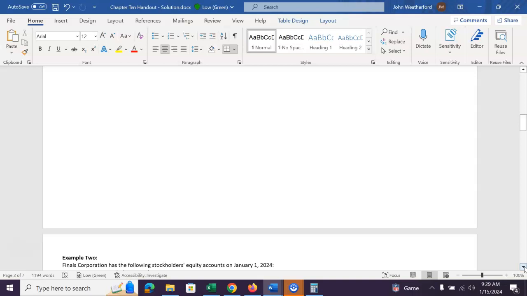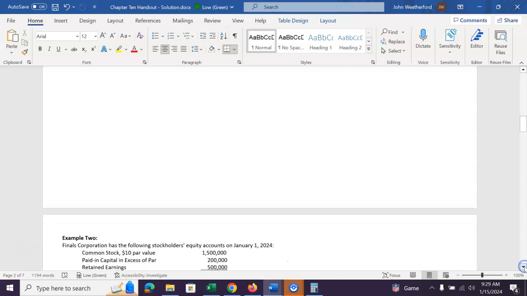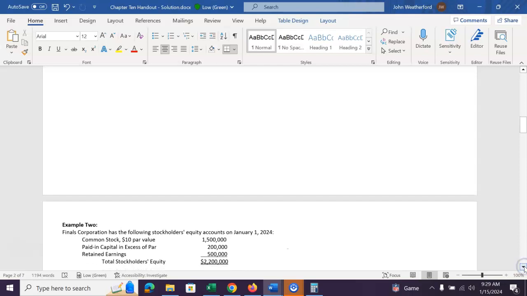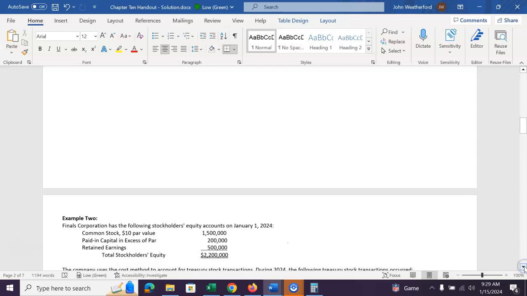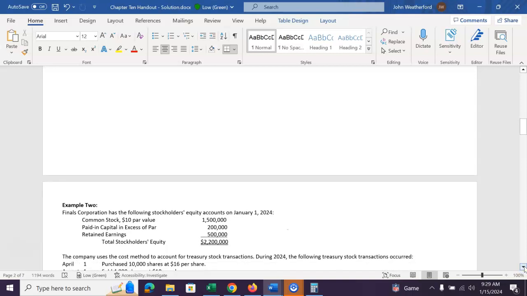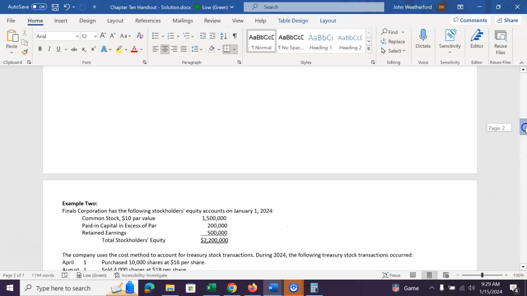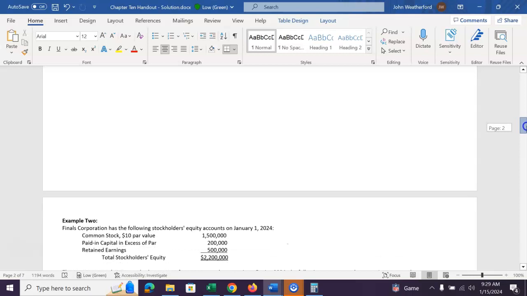All right, example 2. Finals Corporation has the following stockholders' equity accounts on January 1, 2024. Okay, let's look at the accounts in their ledger for the stockholders' equity section. Let's hold up on the transactions. There we go. Let's just go through these. Okay, common stock is on the books at $1,500,000, and it's $10 par.